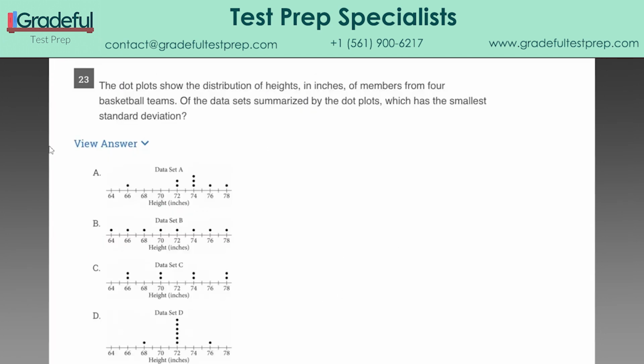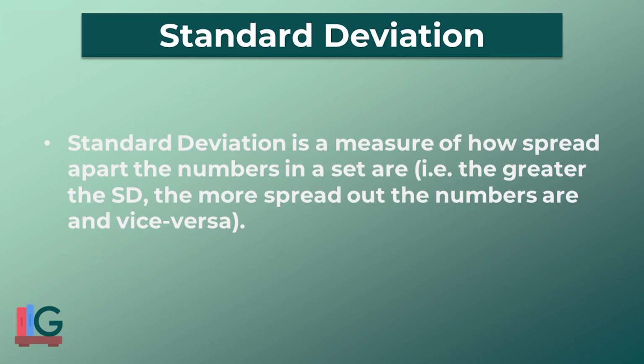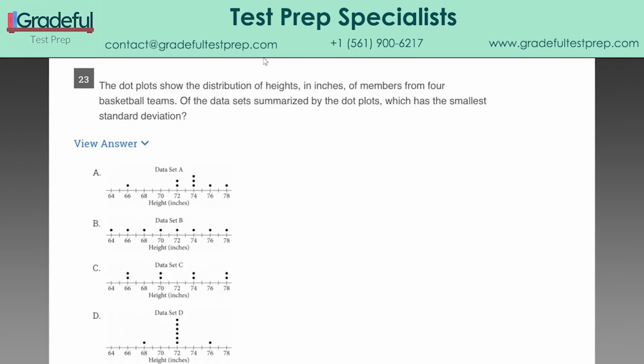Question number 23 is asking us for the definition of standard deviation. Now, standard deviation, at least at the level of the SAT, is simply a measure of how spread apart the values are. So if something has values that are more spread apart, then it would have more standard deviation. Similarly, being less spread apart like this is going to be less standard deviation. So which of these has the smallest standard deviation? Absolutely answer choice D for number 23.